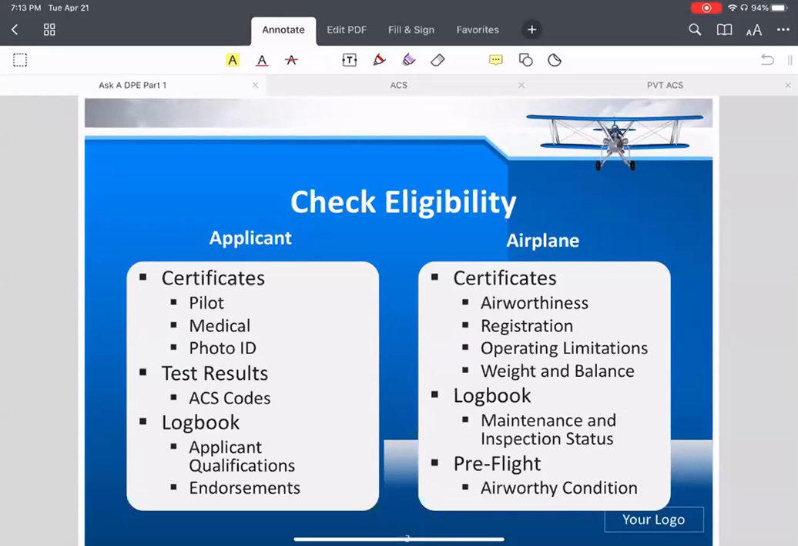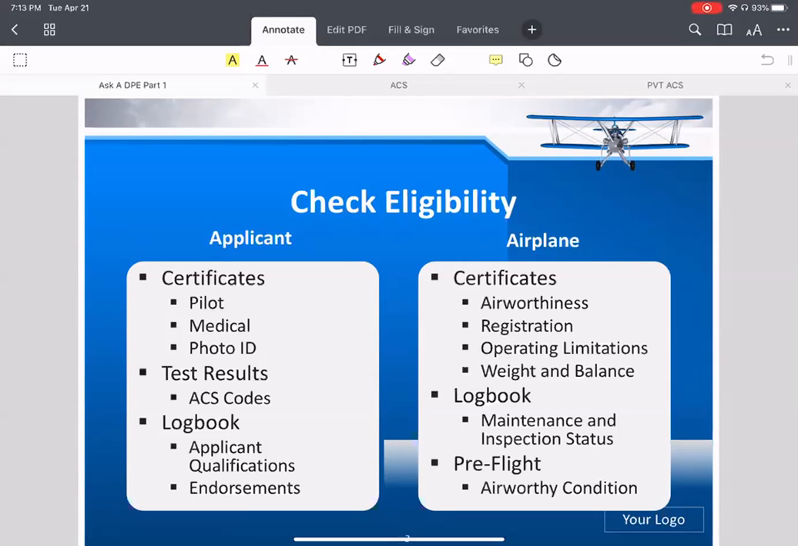So we first validate the applicant. The applicant's eligible, then we start validating the airplane. We actually look at the aircraft documents: airworthiness certificate, registration, operating limitations, weight and balance data sheet. Basically proving that the airplane has those documents on board, and that we are comfortable that they're valid documents. Once again, registration's the only one that can expire, so we're checking to make sure it's not expired.